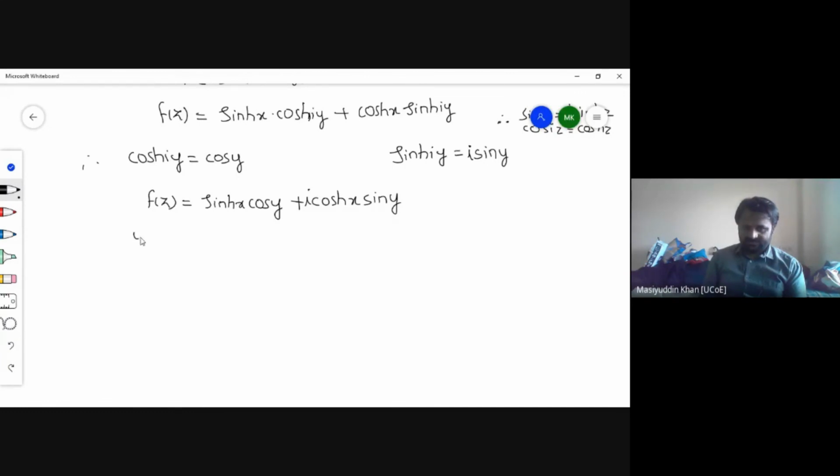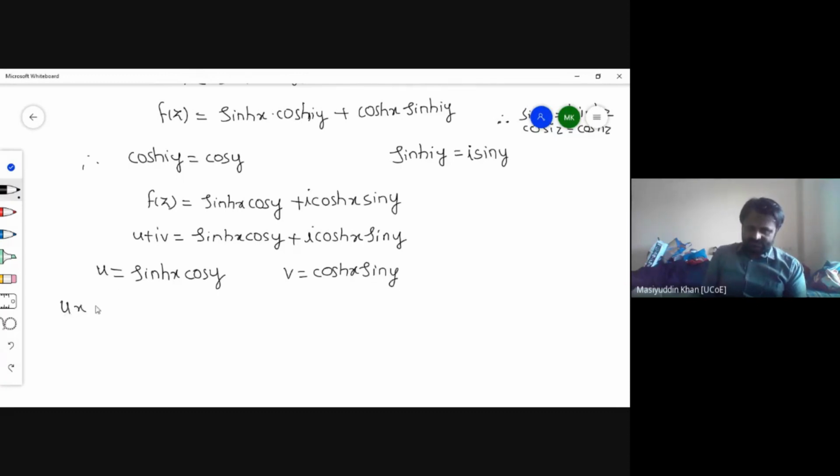So f of z is u plus iv, which is equal to sine hyperbolic of x into cos of y plus I into cos hyperbolic of x into sine of y. So the real part is u, which is equal to sine hyperbolic of x into cos of y, and v is equal to cos hyperbolic of x sine of y.